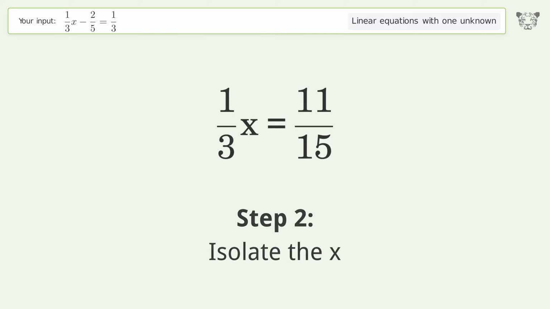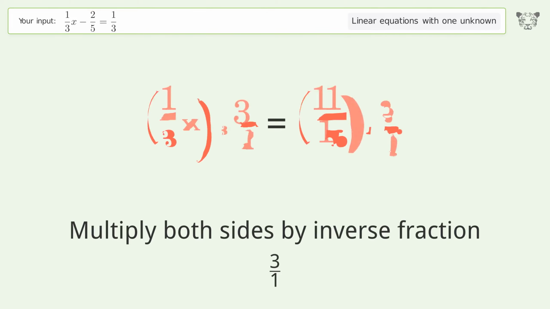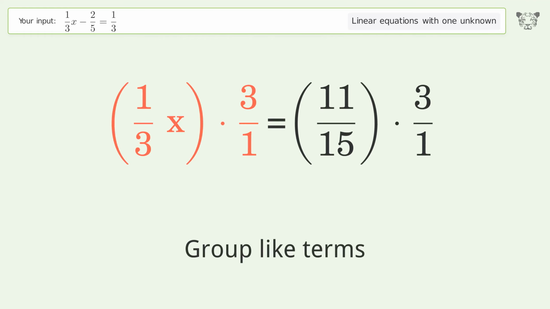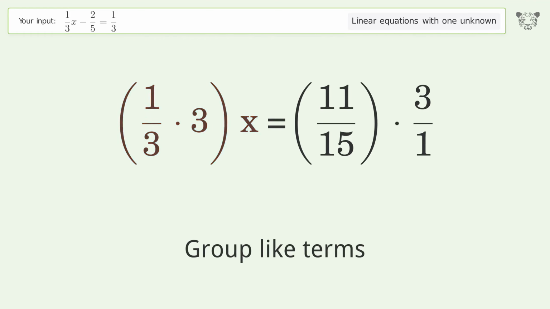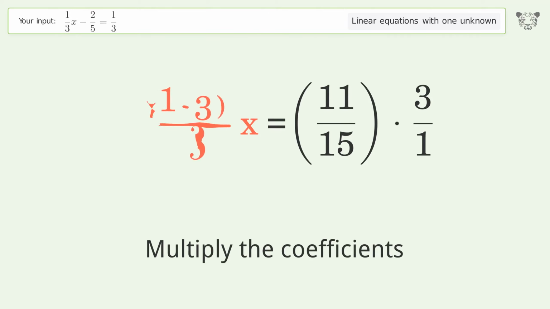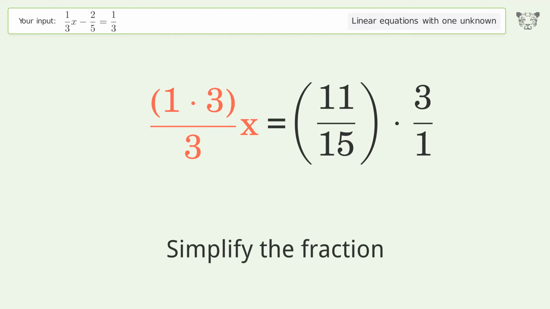Isolate the x. Multiply both sides by inverse fraction 3/1. Group like terms. Multiply the coefficients. Simplify the fraction.